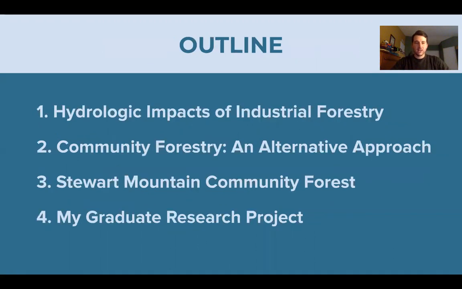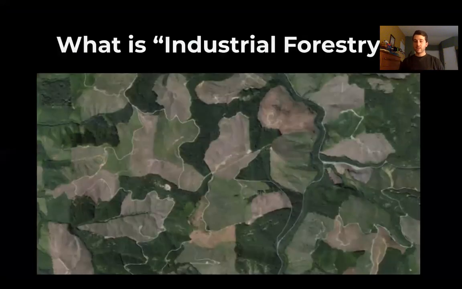Here's the outline of my presentation. This looks like a lot, but it's not too much. 4 components. I'll start by going over some of the hydrologic impacts, the water impacts that are associated with industrial forestry. Then I'll quickly go over what community forestry is and how it differs from industrial forestry. Then I'll talk about the Stewart Mountain Community Forest and what it is. And I will conclude the presentation with a brief overview of what my research project will entail, the different phases associated with the project. So starting at the top, what is industrial forestry?